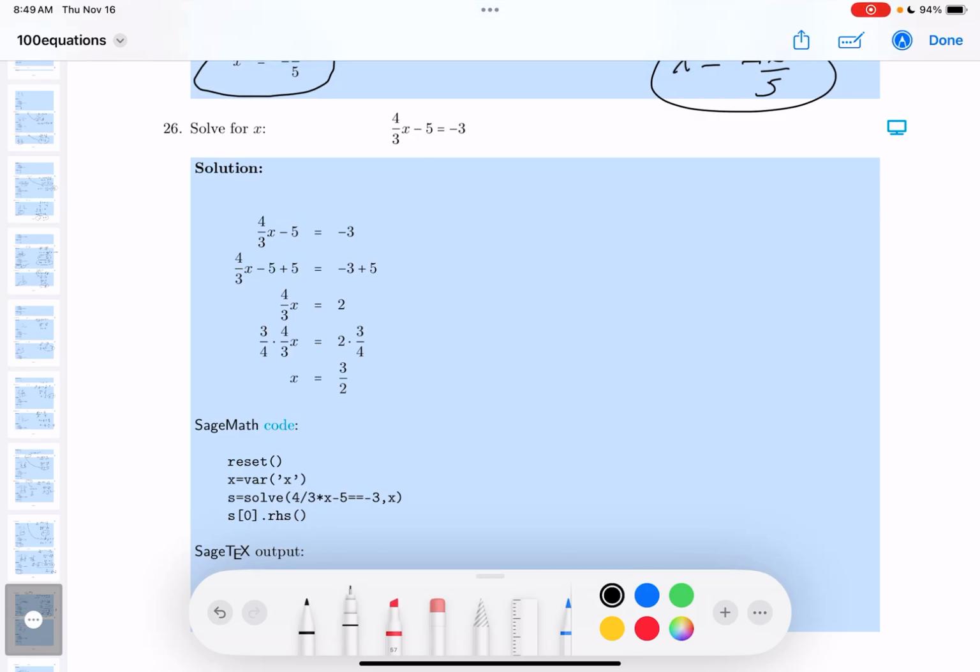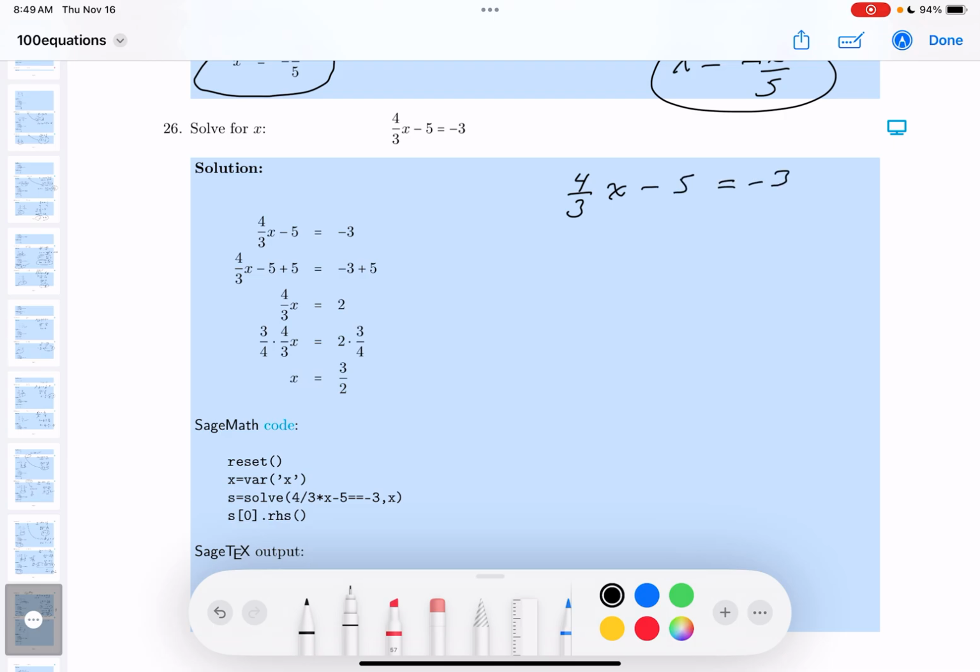All right, again, a variety of ways of doing things. Let's write this down. 4/3 x minus 5. Let me start over again because I jammed that in there. So 4/3 x minus 5 equals minus 3.